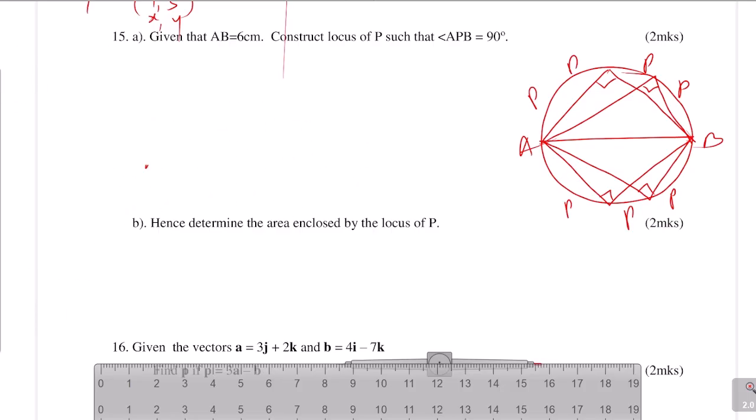So this is what I'm going to do. I'll start by constructing that line. It should be 6 centimeters. So that is A. That is A, 6 centimeters.